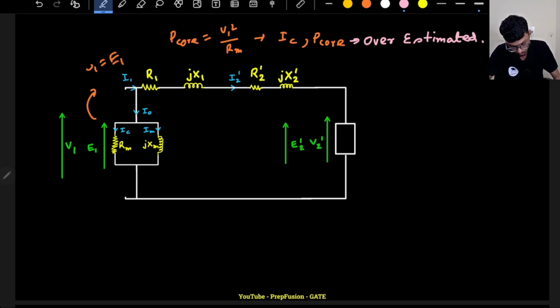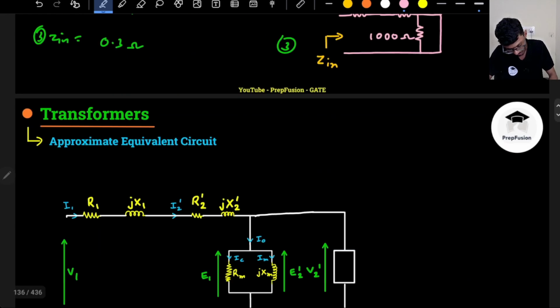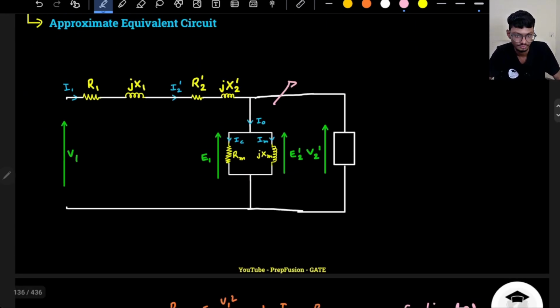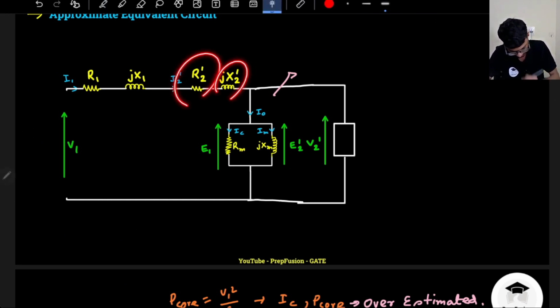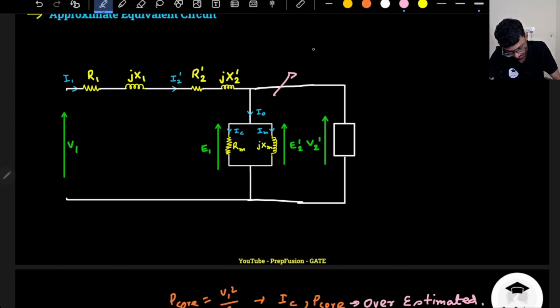Got it? So this will happen in this approximate model. There are many models. In the first one, what will happen? Here the core loss will be underestimated. If you see, here there is more drop in E1, because these resistances are also there, so there will be more drop. So here the P core and the IC or IO, whatever you want to call, will be underestimated.